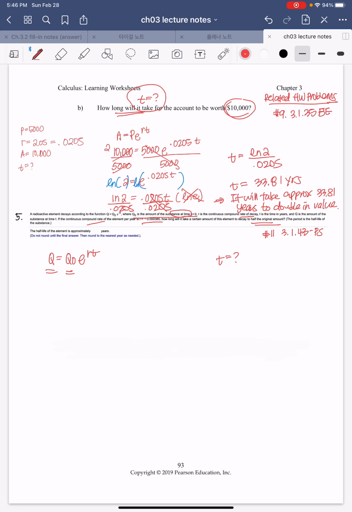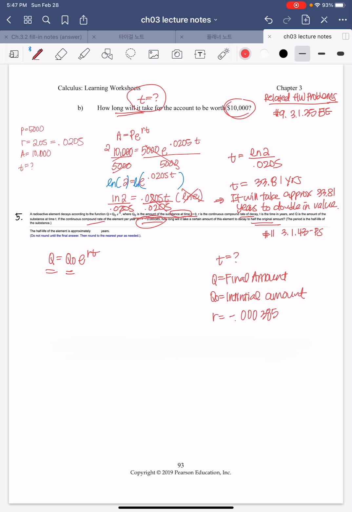Okay, let's see if we can figure out all these variables. So remember, Q is the final amount, and Q sub 0 is the initial amount. And then R is given. That's an easy one: negative 0.000385. You do not have to change this one into a decimal because it's already given. It's not a percentage. It's given as a decimal value.